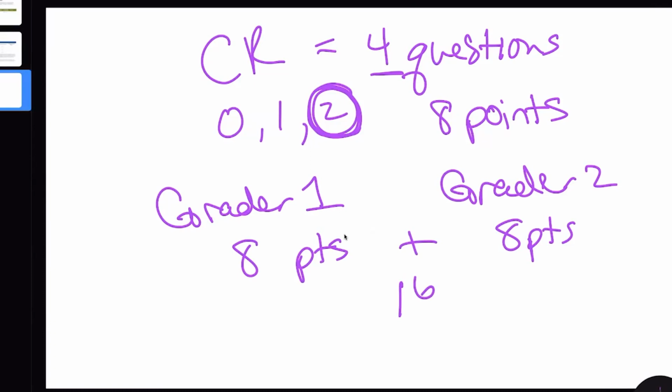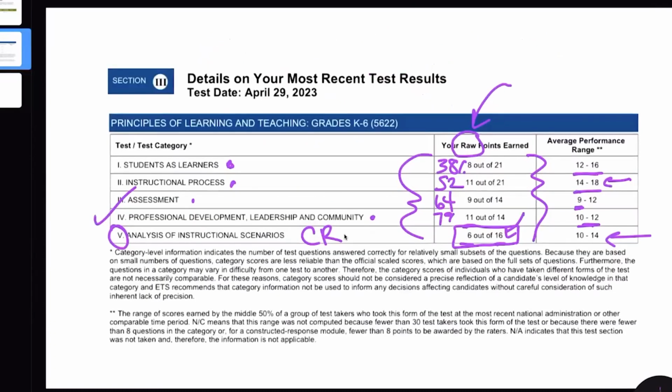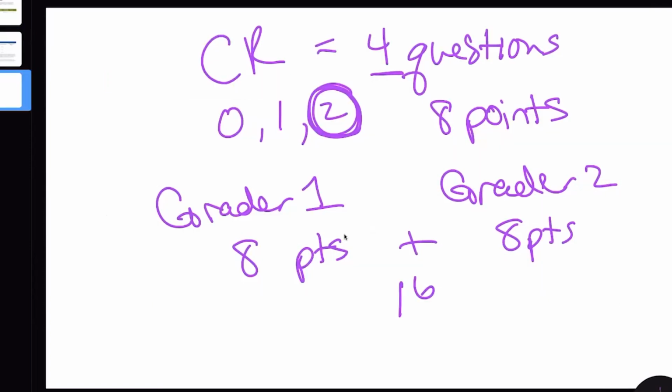So you might get, let's just say, this particular person, because let's go back to her score report, she got 6 out of 16. She might have gotten 3 from grader 1 and 3 from grader 2. She might have gotten a 0 on the first constructed response, 2 on the second constructed response, a 1 on the third constructed response, and a 0 on the fourth constructed response. And so that adds up to 3 points. The same thing with grader 2. So those 2 are combined to get this total number of 16. In this case, this person got a 3 and a 3.